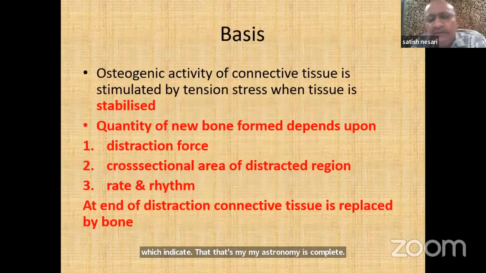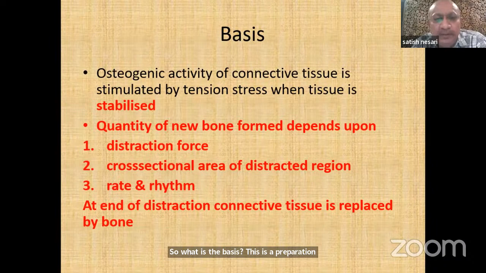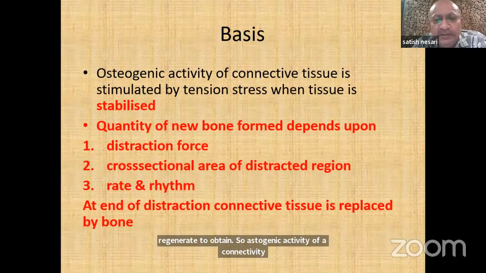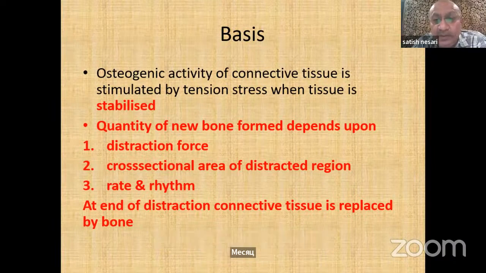What is the basis? This is a preparation to obtain a good regenerate. The osteogenic activity of a connective tissue is stimulated by tension stress when the tissue is stabilized. So again, I am emphasizing that stabilization of the frame is very important.